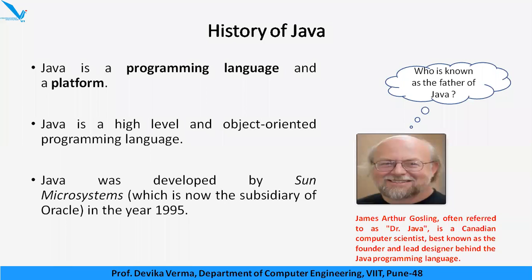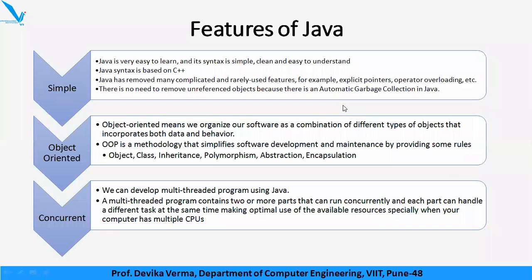So James Arthur Gosling, often referred to as Dr. Java, is a Canadian computer scientist who is known as the founder and the lead designer behind this particular Java programming language. Okay, so now let us go into the features of Java.